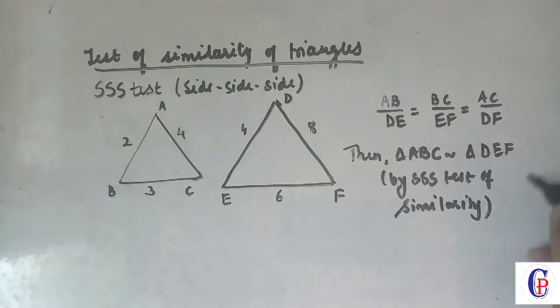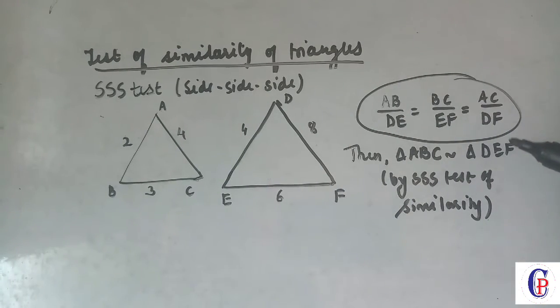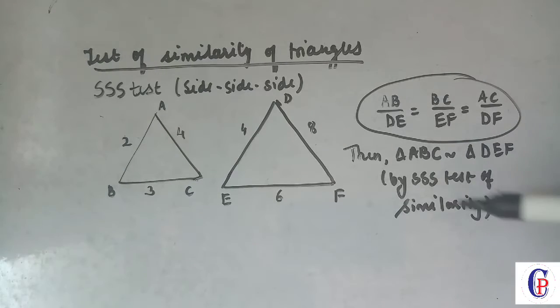So what does it mean? If the ratios of the three sides are equal, then we will say that the triangles are similar. By which test? Side test. Because in the SSS test of congruency, when we prove triangles congruent, we need exactly three sides equal. Then we say that the triangles are congruent by side test. But here we are not talking about congruence, we are talking about similarity. So we should get the ratios of the three sides to be equal. Once we get the ratios of three sides equal, we say it is similar.